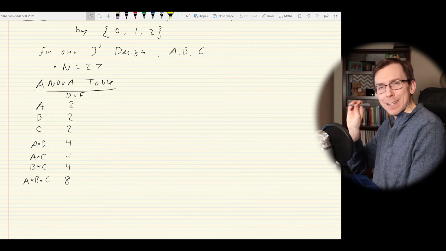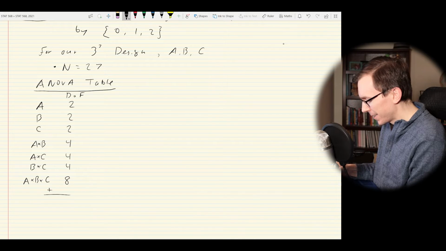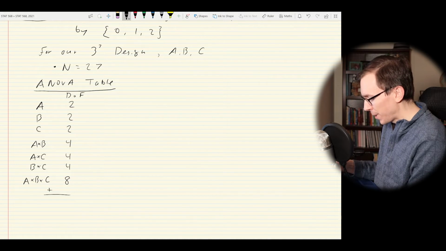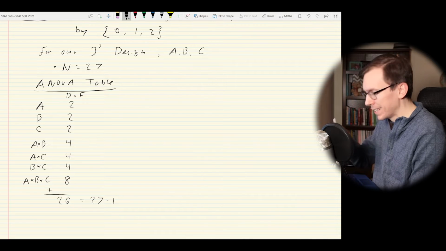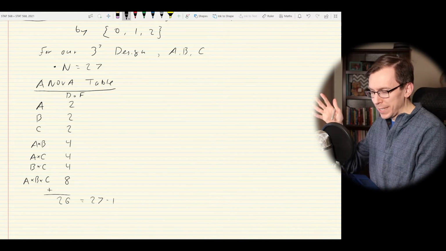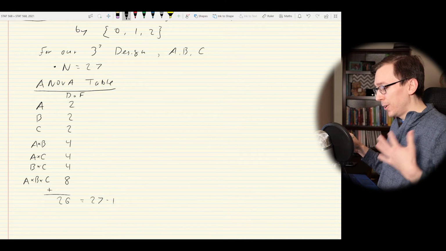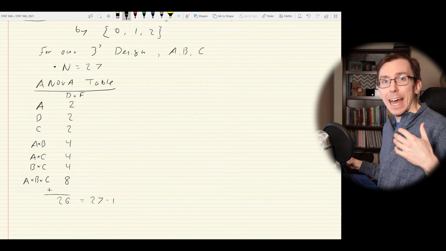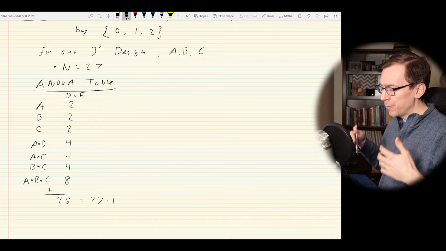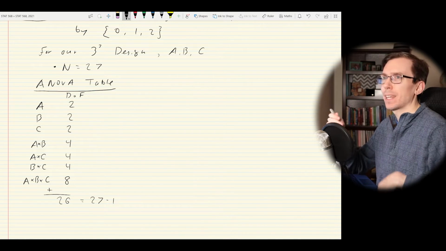So let's count all these to make sure we got everything we wanted. Well, we would have 8 plus another 12, 4, 4, 4, so that's 20, and then we get our 26, which is exactly what we want, because it's the sample size 27 minus 1, always, for the global mean or the intercept term or whatever you want. Okay, so we've accounted for all of the degrees of freedom, and the same thought process happened as with the full factorial design. If we don't replicate it, we don't have any degrees of freedom left for the residuals.